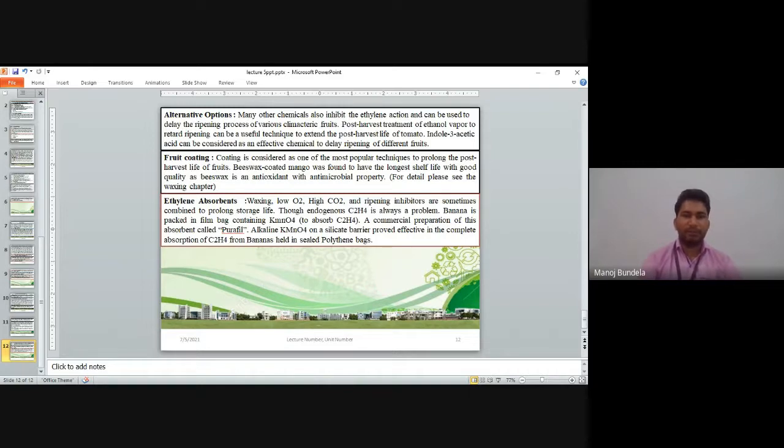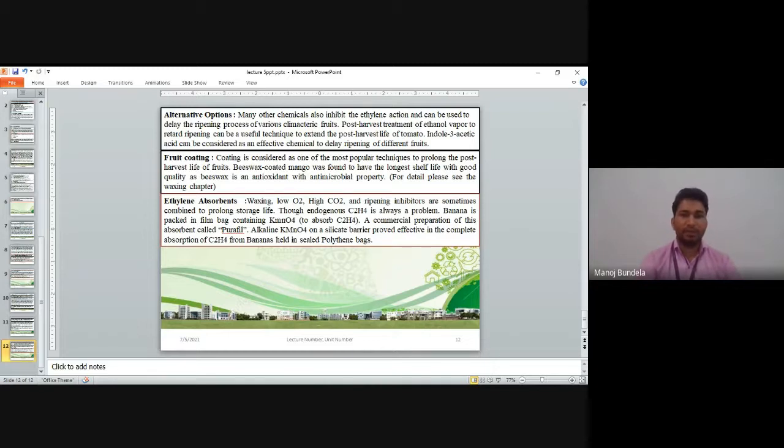But sometimes what happens is, if we use the wrong wax, it will be harmful for our body also. So normally we will not go for waxing. Wax coating will increase the shelf life, but it is harmful for our body.